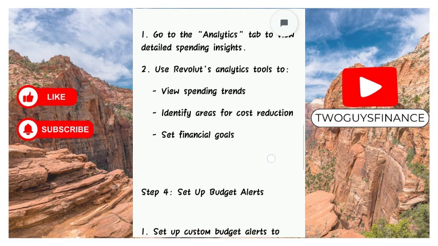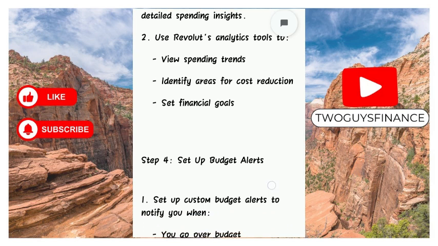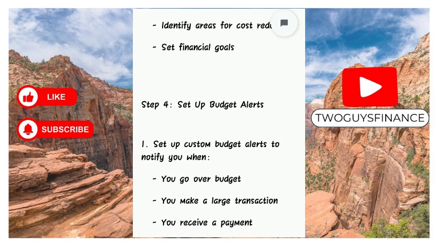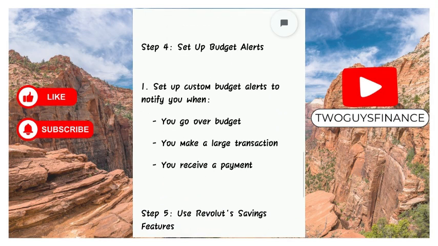Now the fourth step is to set up budget alerts. You can set up custom budget alerts to notify you when you go over the budget, when you make large transactions, as well as when you receive payments. So that's going to help you with the alerts.